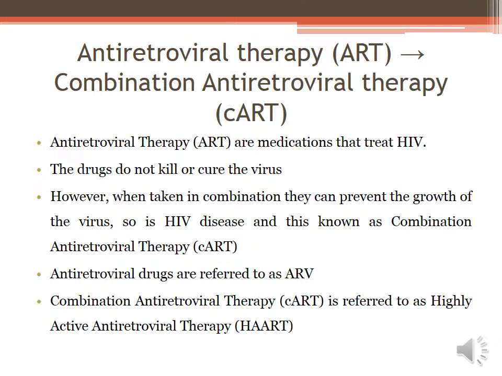What is antiretroviral therapy? Antiretroviral therapy, or ART, are medications that treat HIV. The drugs do not kill or cure the virus. However, when taken in combination, they can prevent the growth of the virus. This is known as Combination Antiretroviral Therapy, or CART. Antiretroviral drugs are referred to as ARV. Combination Antiretroviral Therapy, CART, is also referred to as highly active antiretroviral therapy, HAART.